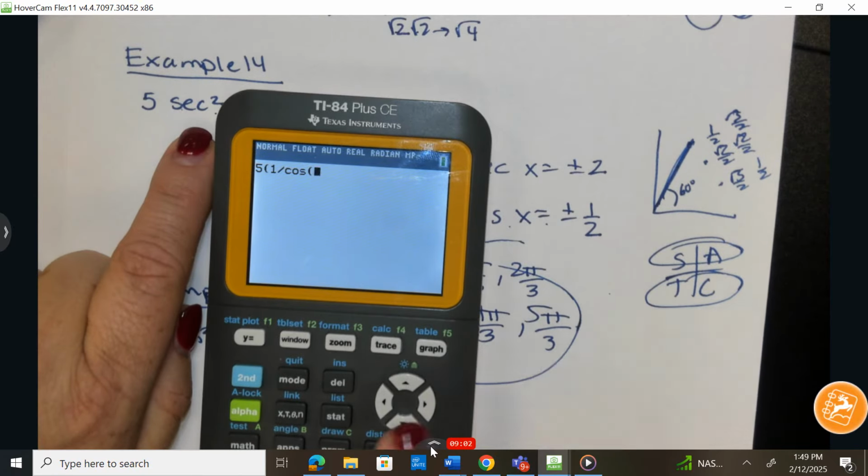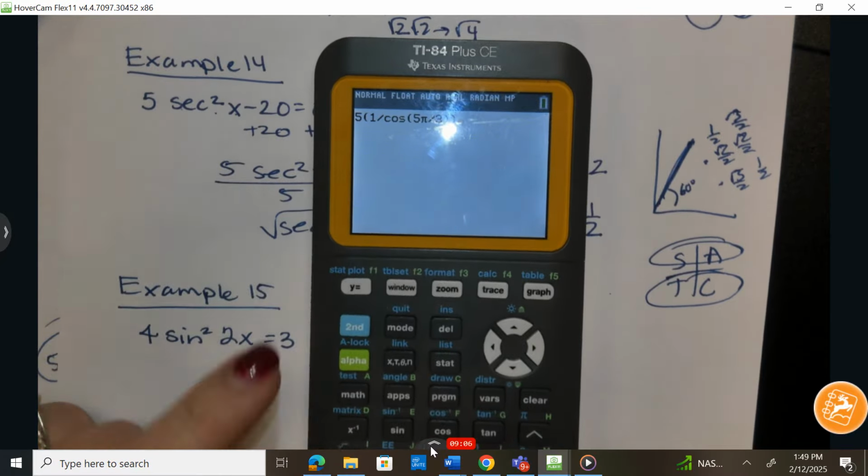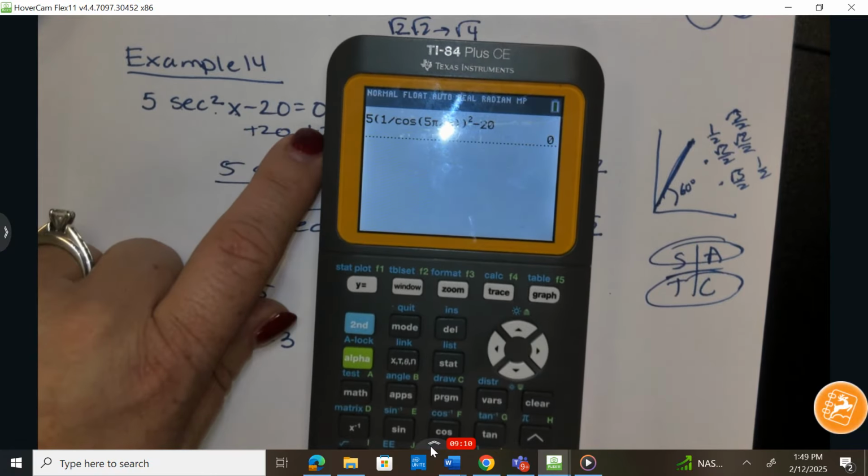Let's try 5 pi over 3. 5 pi divided by 3. I'm going to square that entire quantity, and then I'm going to subtract 20, and I should get an answer of 0, which I do.